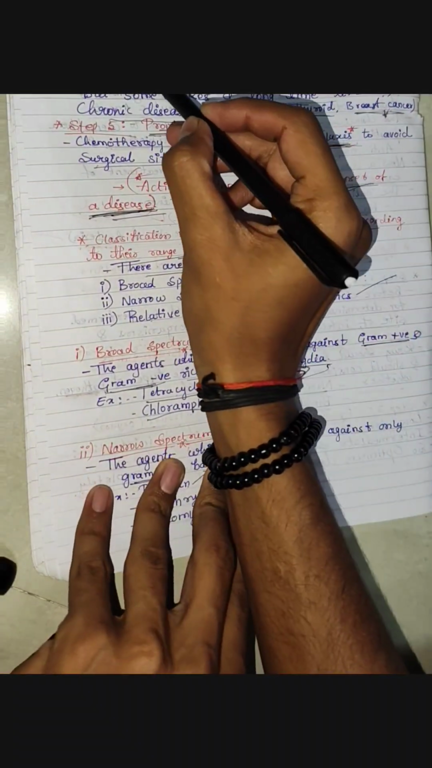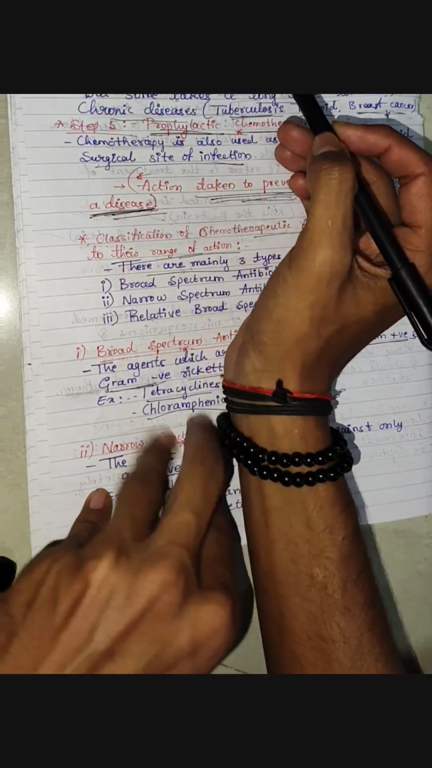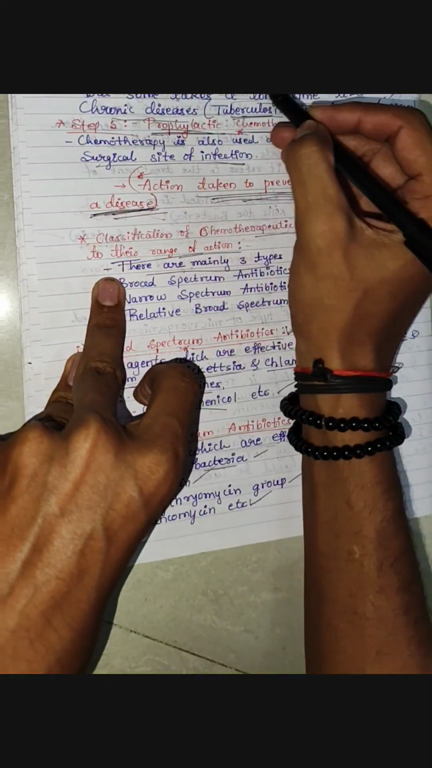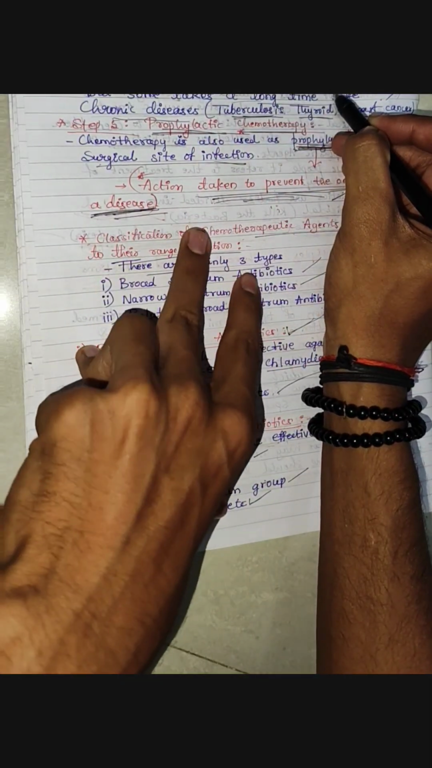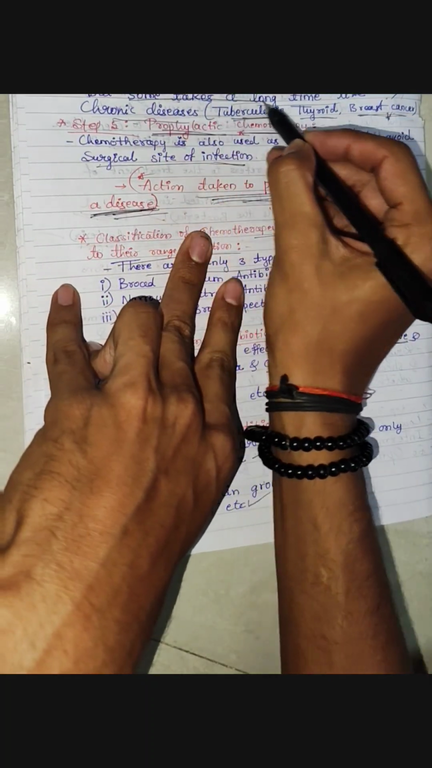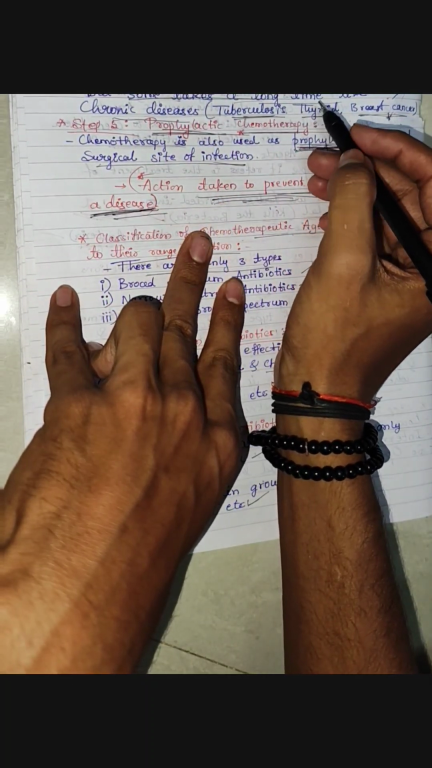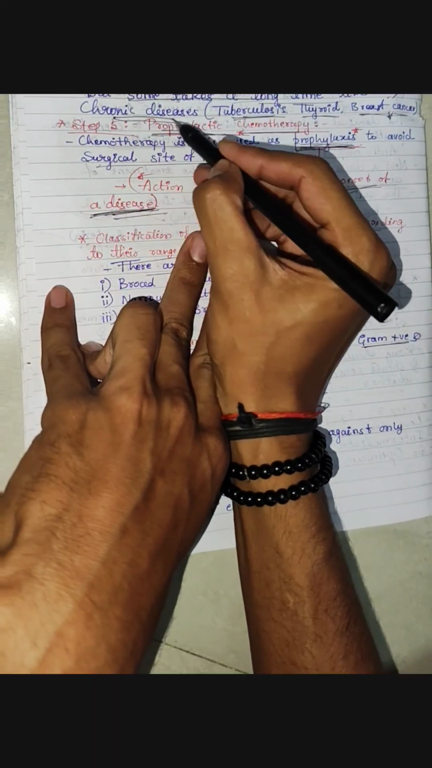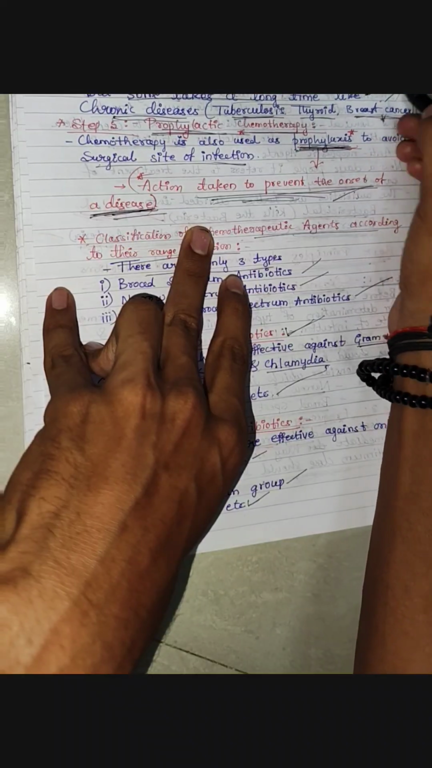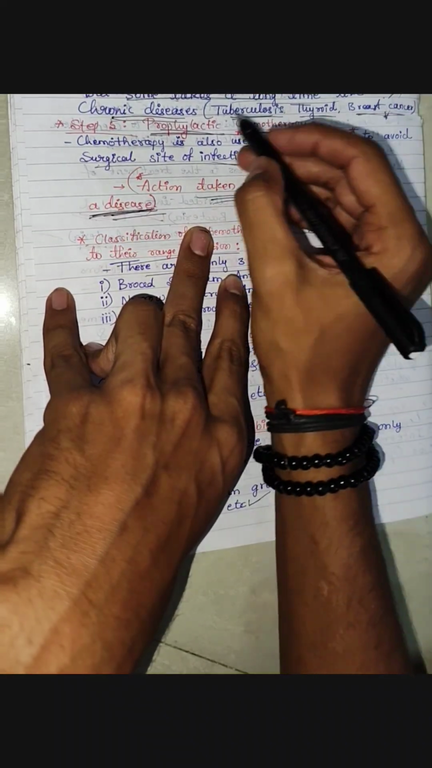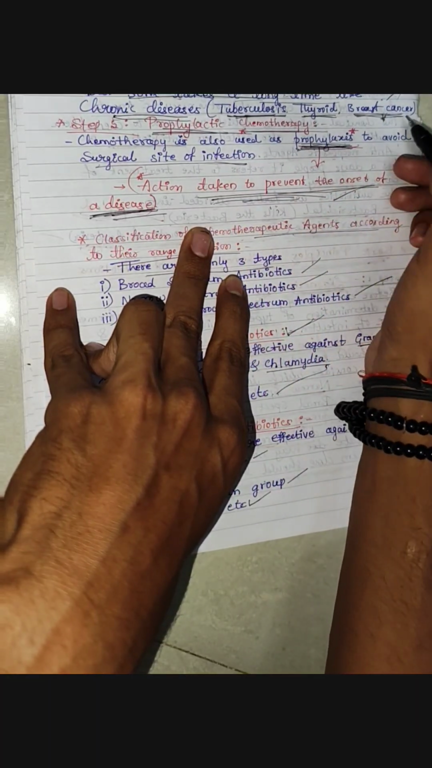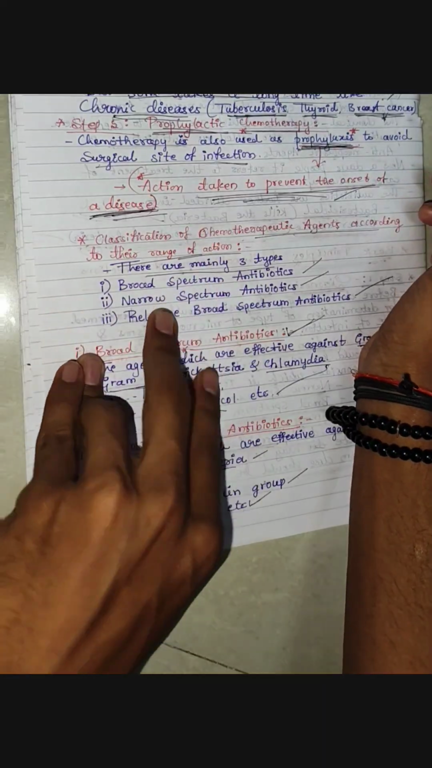Now the fourth step is to continue the therapy. If the disease is an acute infection, it is treated for 1 to 2 weeks, that is 5 to 10 days. But sometimes it takes a long time when the disease is chronic. It may take months, 1 to 6 months. Examples are tuberculosis, thyroid, breast cancer, urinary cancer, etc.